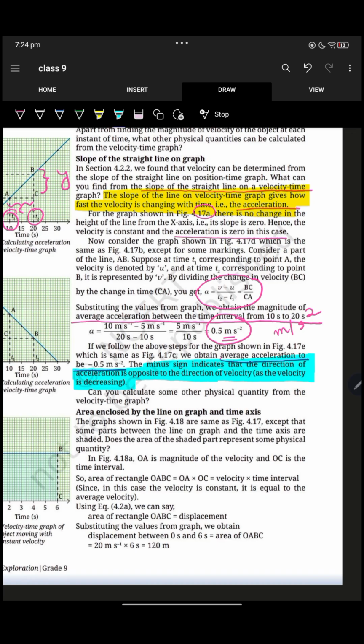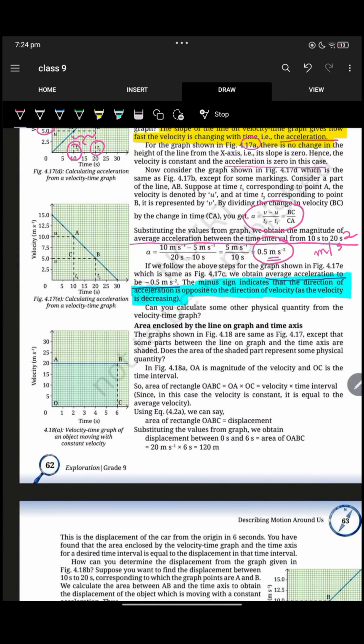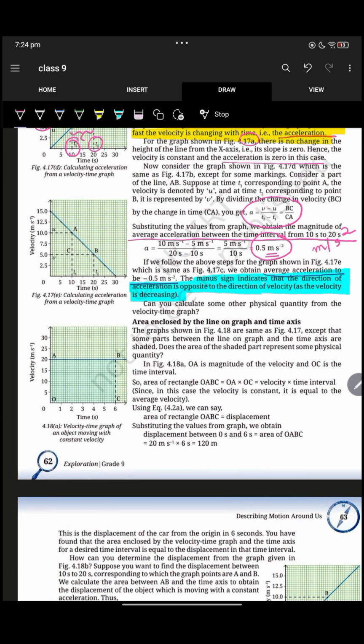Now, what does the area under the plot show? Which plot? The velocity-time plot. Let us see what it is showing. Here we see that some parts between the line on the graph and the time axis are shaded. Now, what does it signify? For this, we have to see. This is a rectangle. It is forming a rectangle, and the rectangle is OABC.